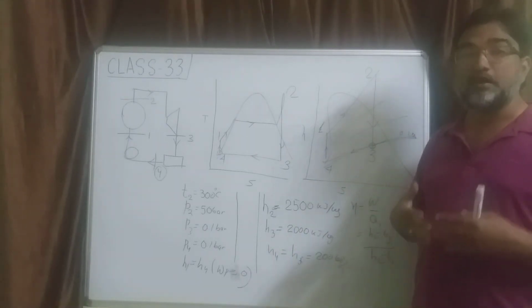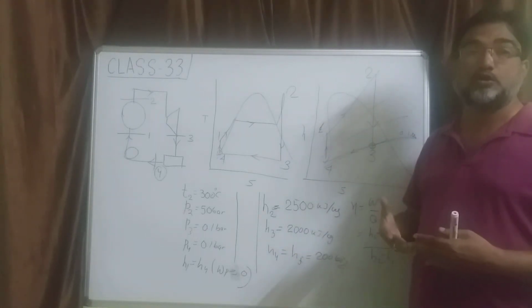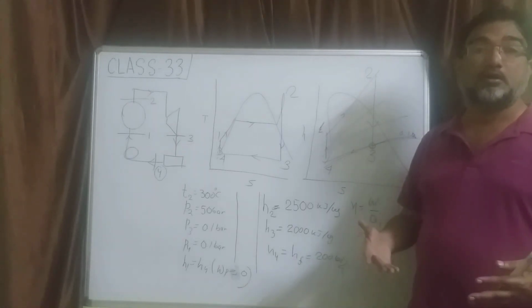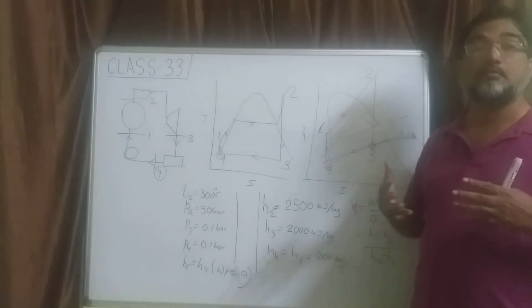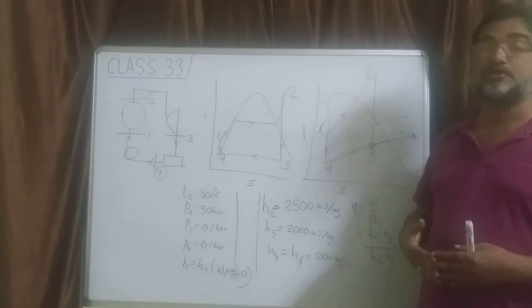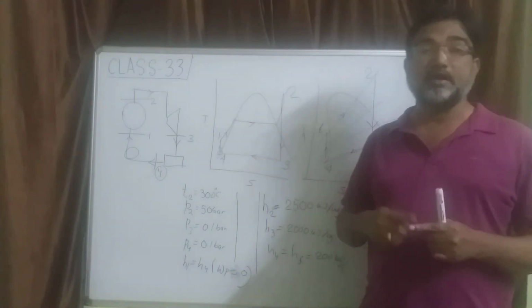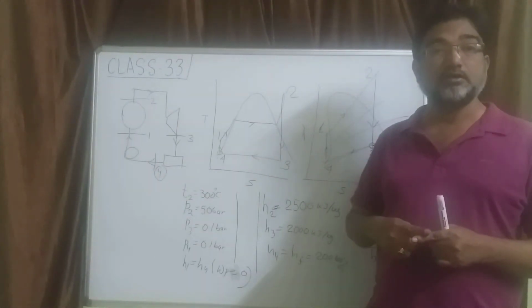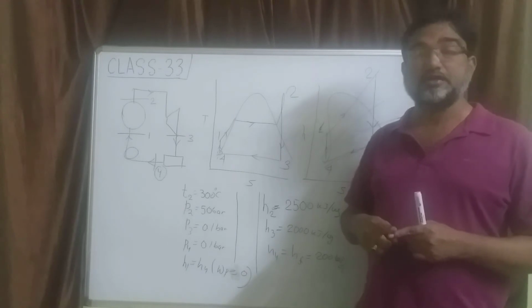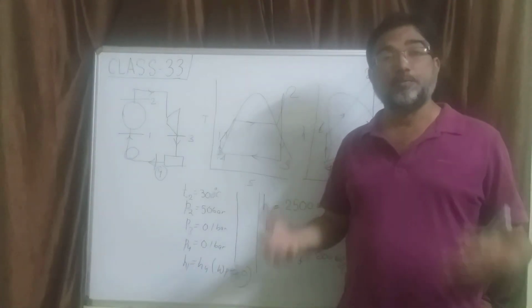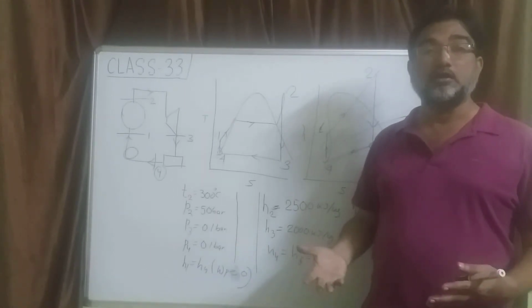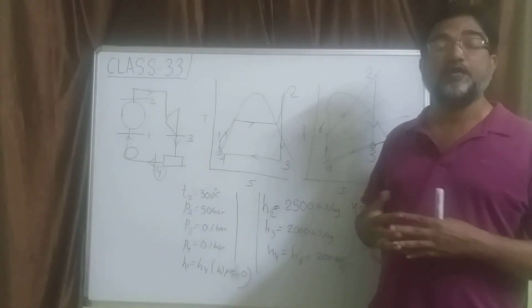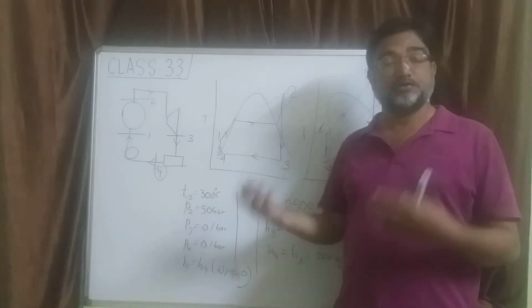But when we will incorporate modifications into it in order to improve either the output or the efficiency of the cycle, then we will call them modified Rankine cycle. So there are 2 kinds of modifications that we will be discussing in this class. One is for reheating and one is for regeneration. One is for improving the efficiency of the plant and other one is for improving the power output of the plant. So these 2 modifications we will be discussing in the subsequent classes.